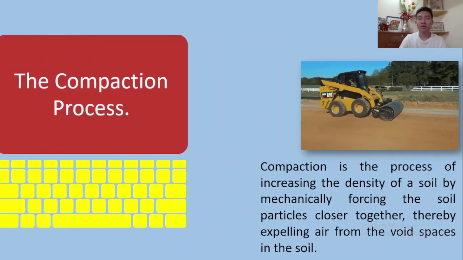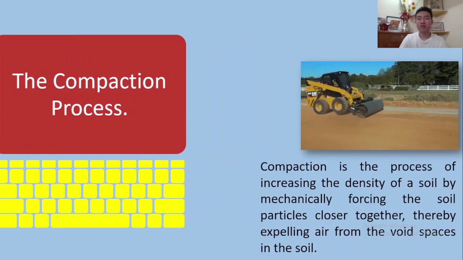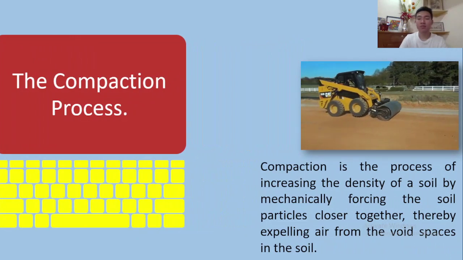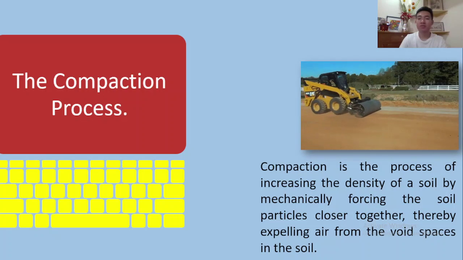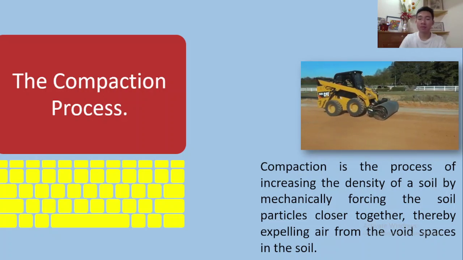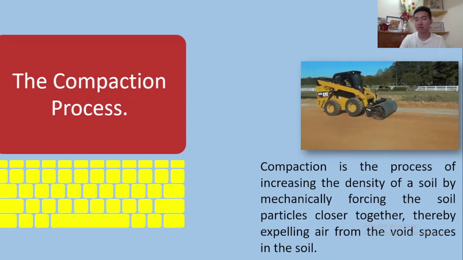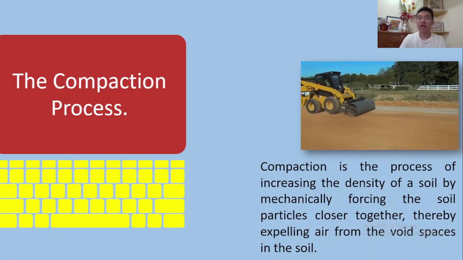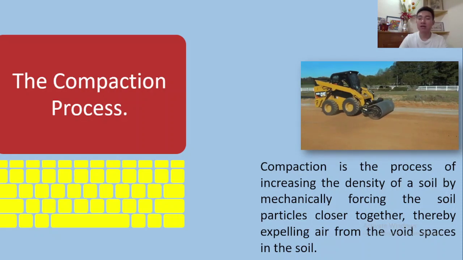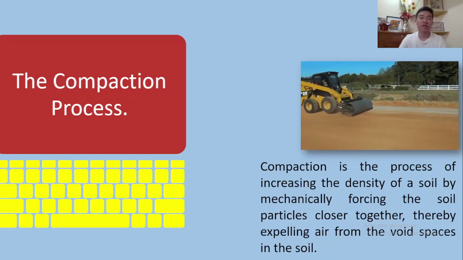So before we start, let's first define what is compaction. Compaction is the process of increasing the density of a soil by mechanically forcing the soil particles closer together, thereby expelling air from the void spaces in the soil.